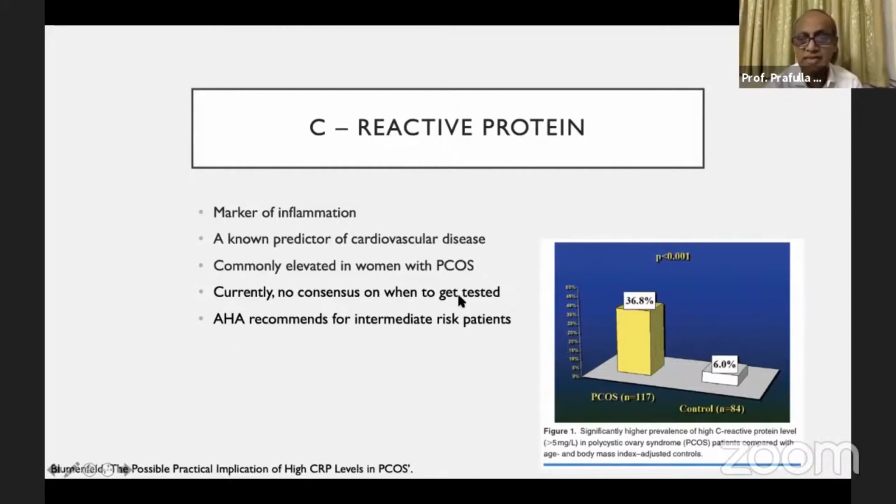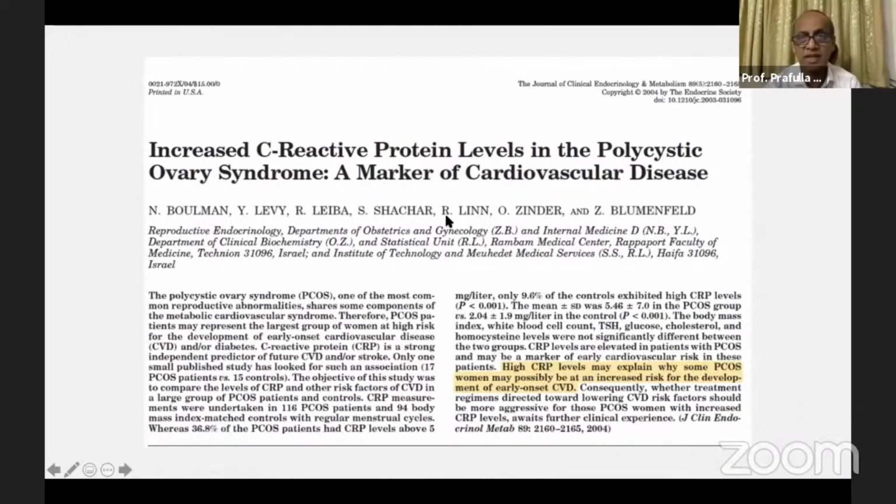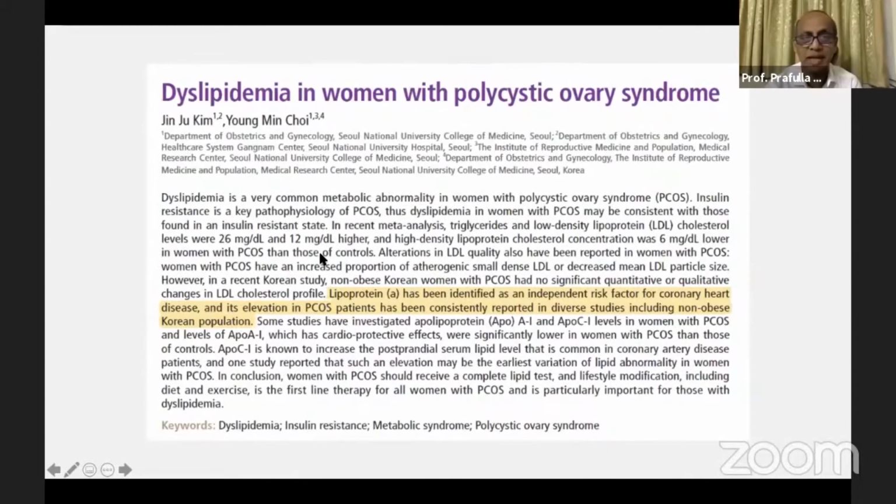However, there is no consensus on when to get tested about this. The AHA recommends doing a HSCRP in intermediate risk group patients, and if your HSCRP is more than 3, then it becomes a risk enhancer, as was also shown for PCOS patients in this particular study, which showed that PCOS people compared to the controls had higher levels of C-reactive proteins.